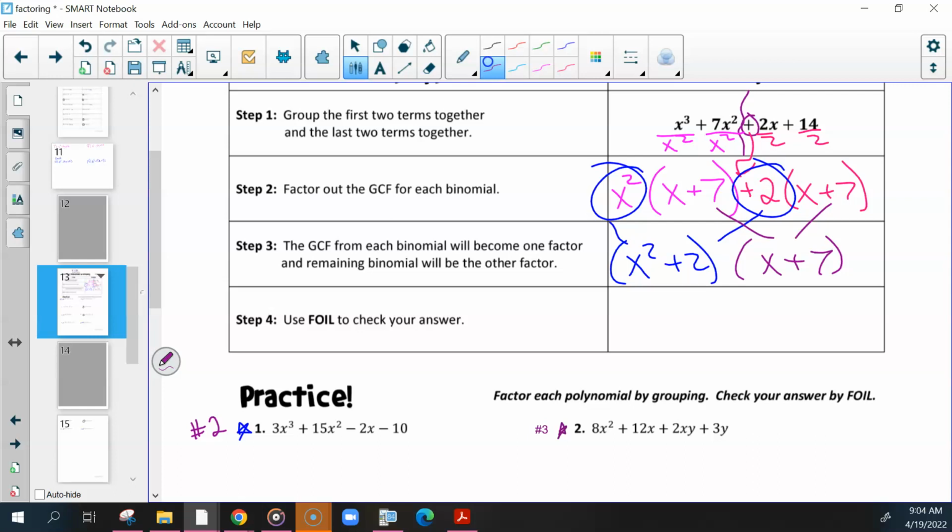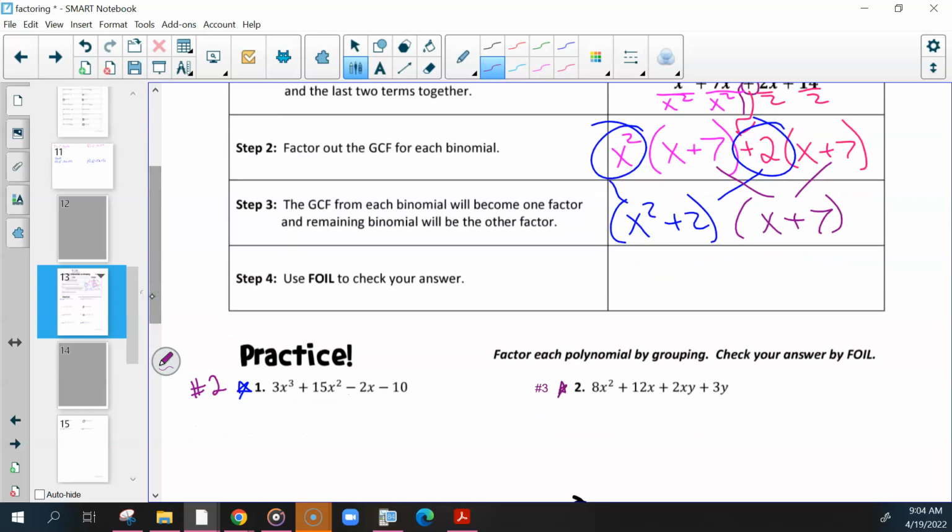First, outer, inner, last. We multiply and distribute. We're going to do that in a second. We're subtracting the extra. 3 minus 2 is 1. Okay, so this is our final answer. These are our factors. To check yourself, we can use FOIL.